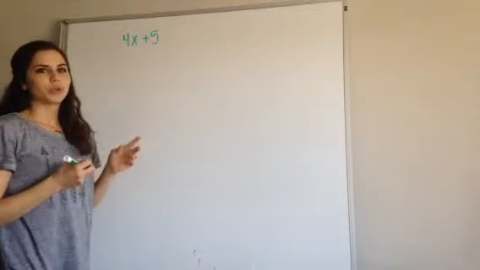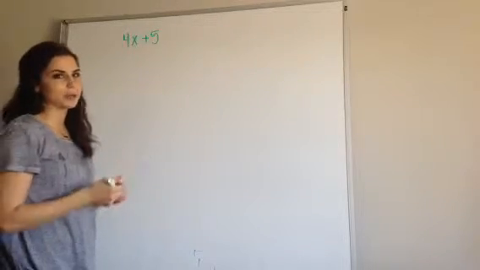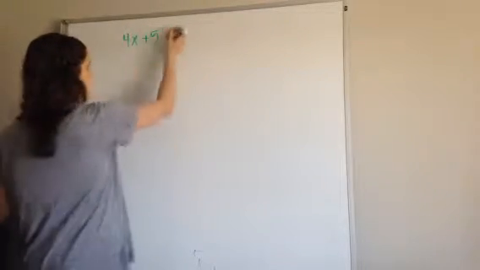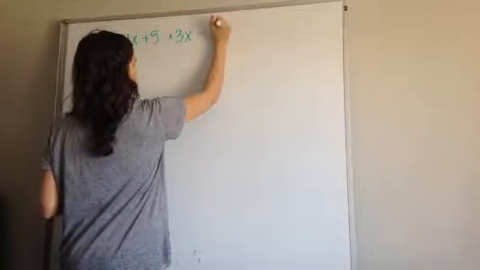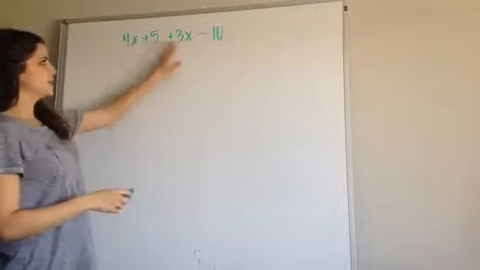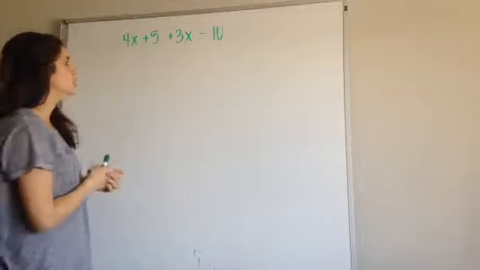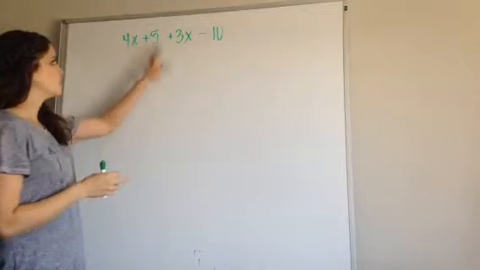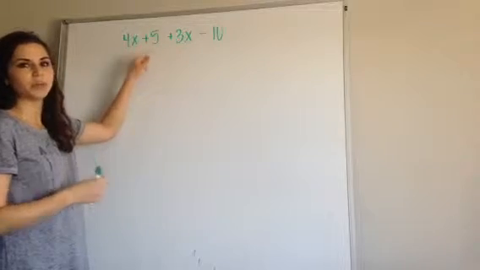So we're going to go through ones that can combine. I'm going to add on to this: plus 3x and minus 10. Well, now this has an x and this has an x, so now they can combine. Those are called like terms because they both have the same variable on them. If they have the same variable, then they can combine.